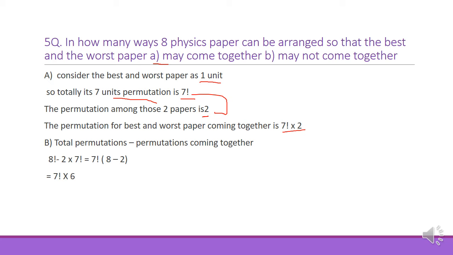Here, second question, may not come together. So for may not come together, it is total permutations minus permutations for coming together. That is total permutation, it has 8 physics papers, so 8 factorial minus 2 into 7 factorial. It is permutations for coming together. After solving this, we will get the answer 7 factorial into 6.